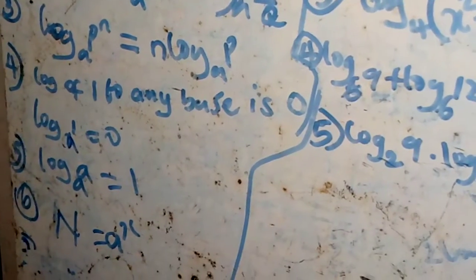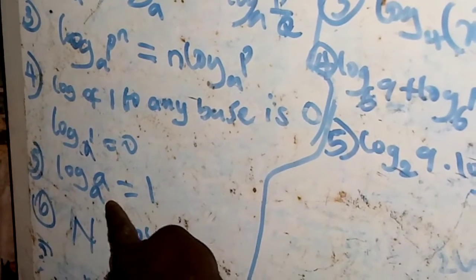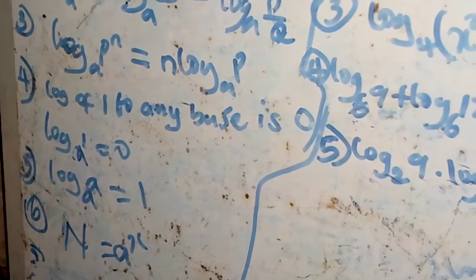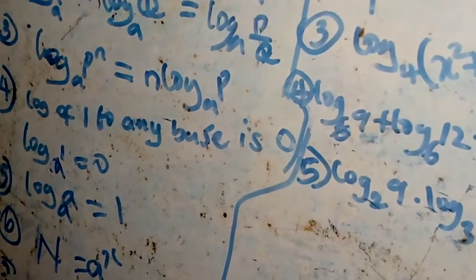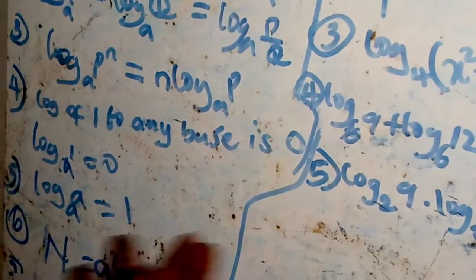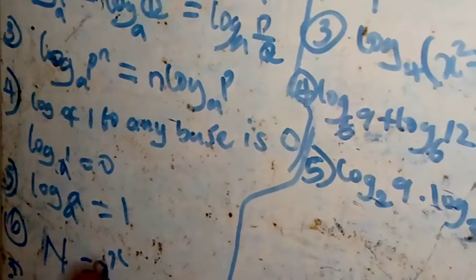Looking at the fifth rule, it says log a a, that is the base and the power. No, sorry. Looking at this in this form, log a a, this is the base. So in this form, it gives 1. It may be a letter, it may be a number. So log 3 3, it may be even a number like 22 base 22, it is 1.